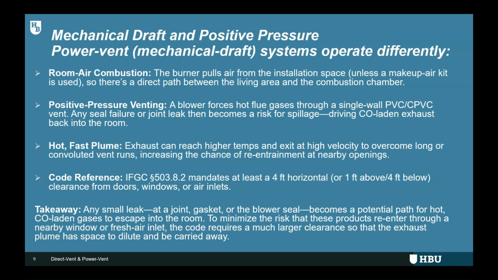Takeaway: to minimize the risk of these potentially dangerous combustion byproducts re-entering the building through a nearby window or fresh air inlet, the code requires a much larger clearance, at least 4 feet horizontally, for power vent terminals. This distance allows the exhaust plume exiting the vent to dissipate and dilute significantly in the open air, reducing the likelihood of it being drawn back into the building's ventilation system or through open windows and doors.